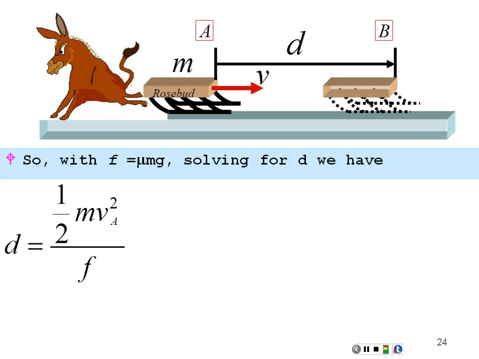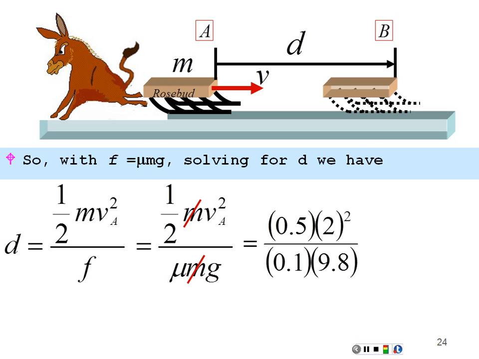So solving for d from this previous equation, we have d is equal to 1/2 mass times velocity at A squared divided by friction. But friction is mu mg. The masses cancel out. And our distance d is going to equal 0.5 times 2 meters per second squared over mu 0.1 times 9.8, 2.04 meters. So this sled will slide and stop after 2.04 meters.